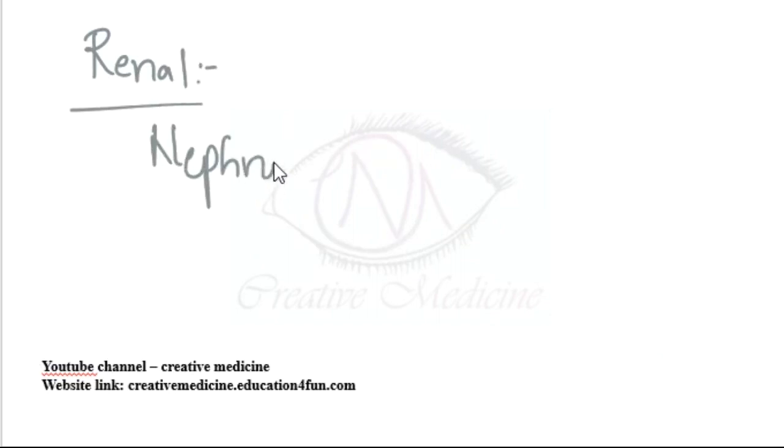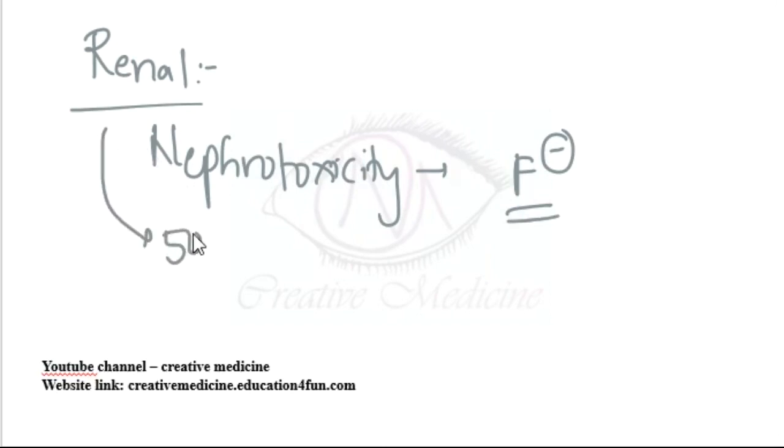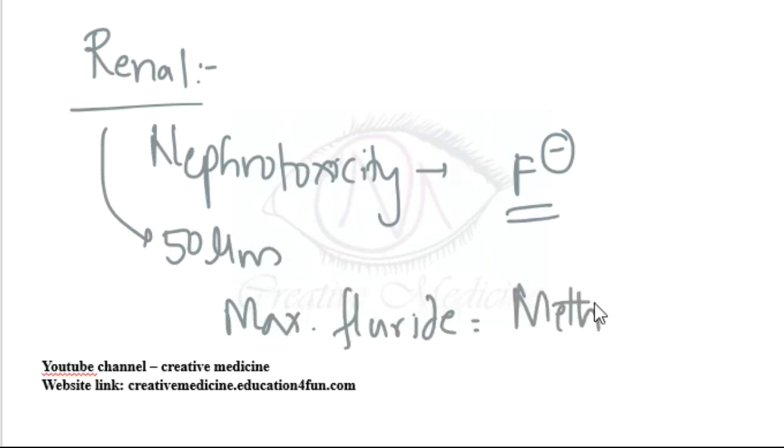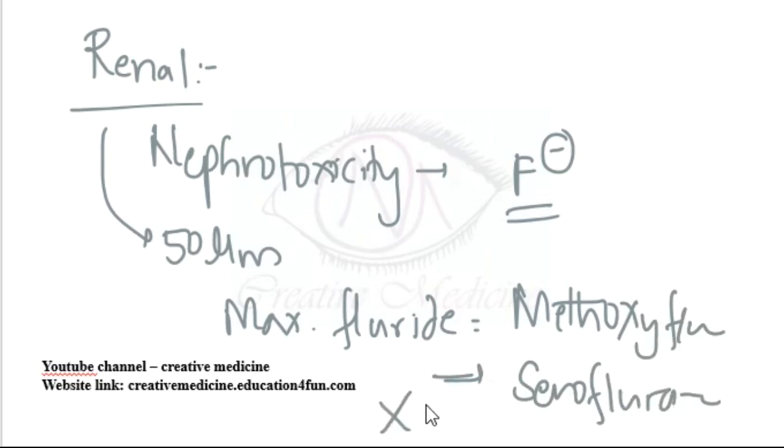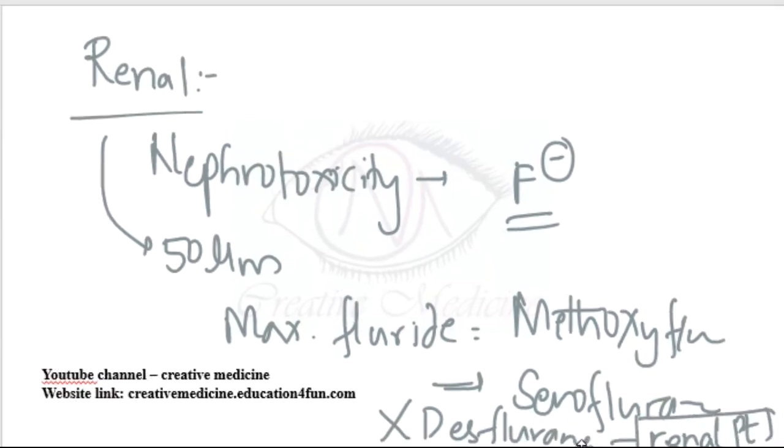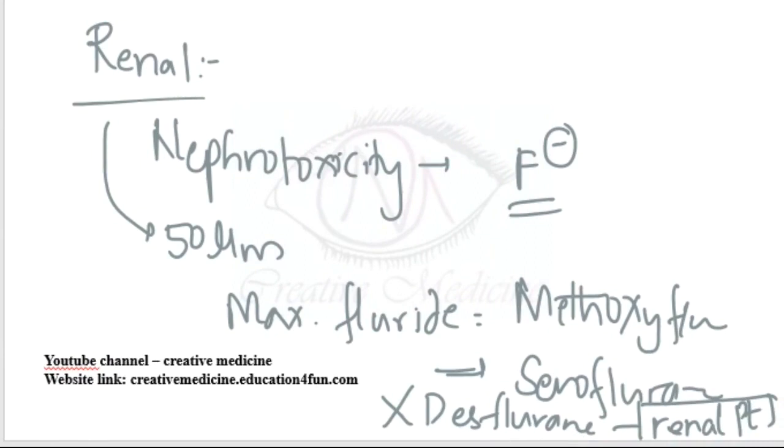This nephrotoxicity is mainly because of the fluoride ion present in them. So renal threshold is around 50 micromolar. Overall, maximum fluoride is seen in methoxyflurane, so it causes more nephrotoxicity. Maximum fluoride present in the inhalational anesthetic agent in current use is sevoflurane, but there is no fluoride seen in desflurane, and as a result, the inhalational anesthetic agent of choice for renal patients is desflurane.